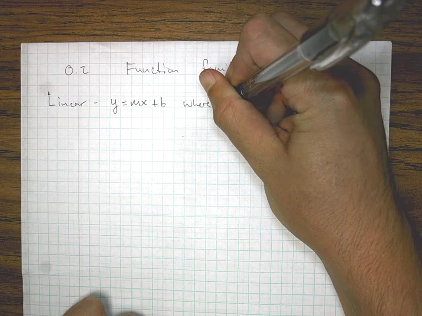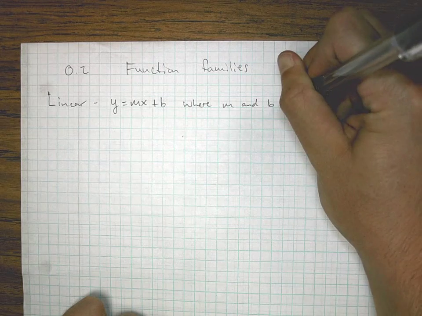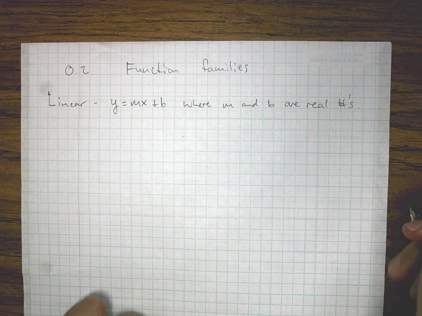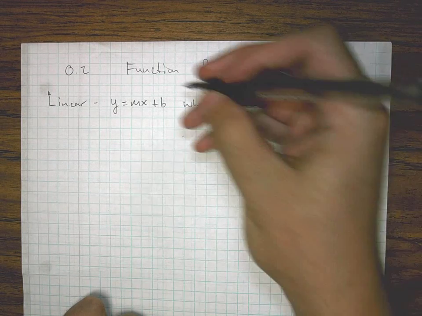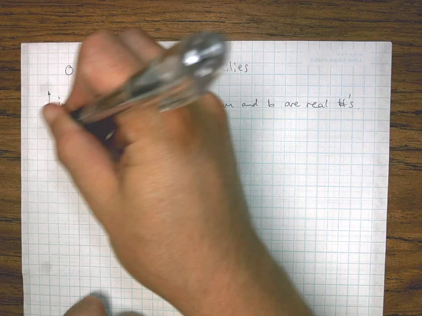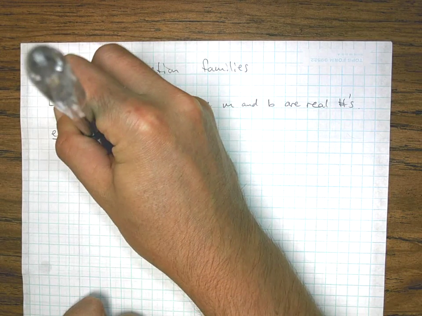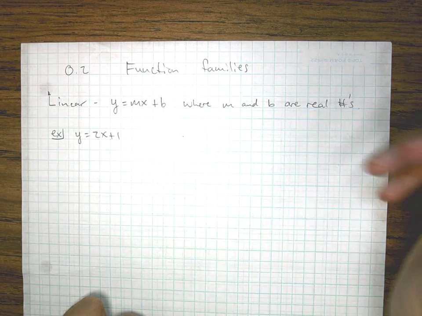where m and b are real numbers. Now what's important with that real number part is they could also be 0. So you could get equations that look like this. Here's a couple examples. You can get y equals 2x plus 1. mx plus b. We're all good.